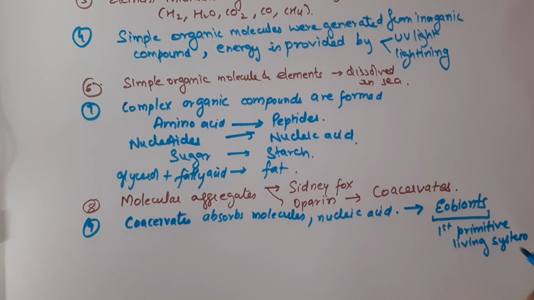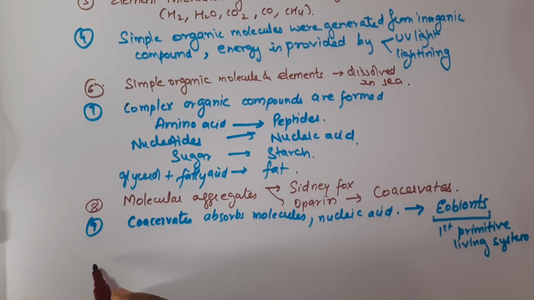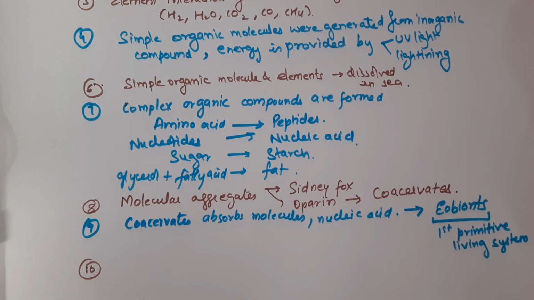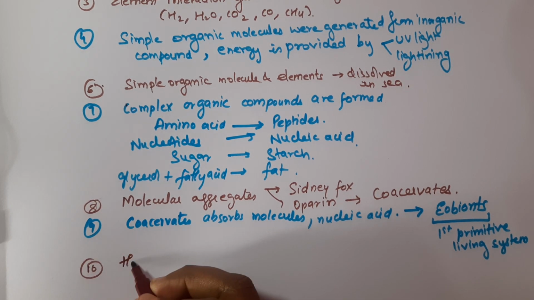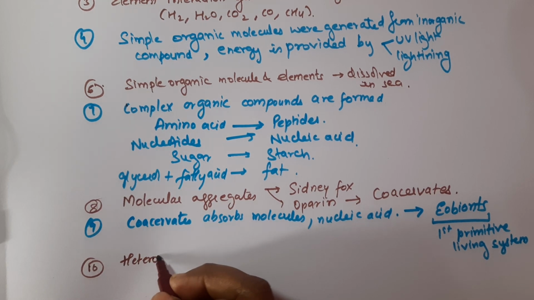And why are they the first living system? Because the nucleic acid has now taken the central place, and now it is regulating life. The 10th step is the free genes. They further diversified and joined, producing heterotrophs. So then heterotroph formation has occurred.